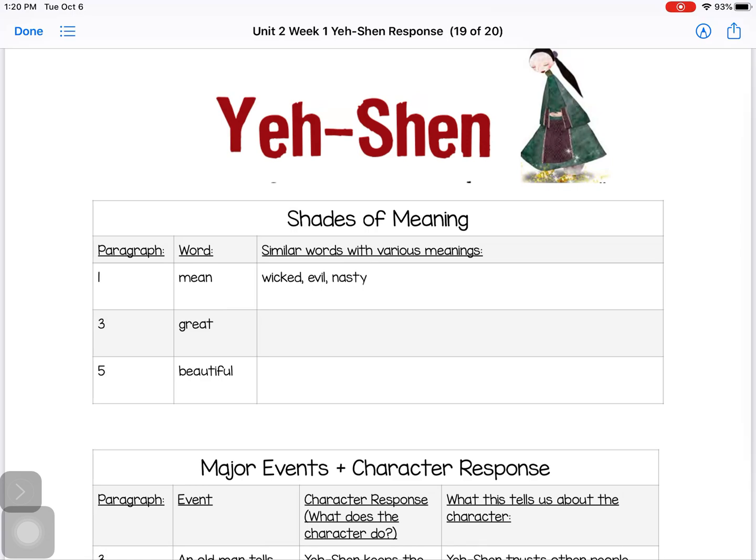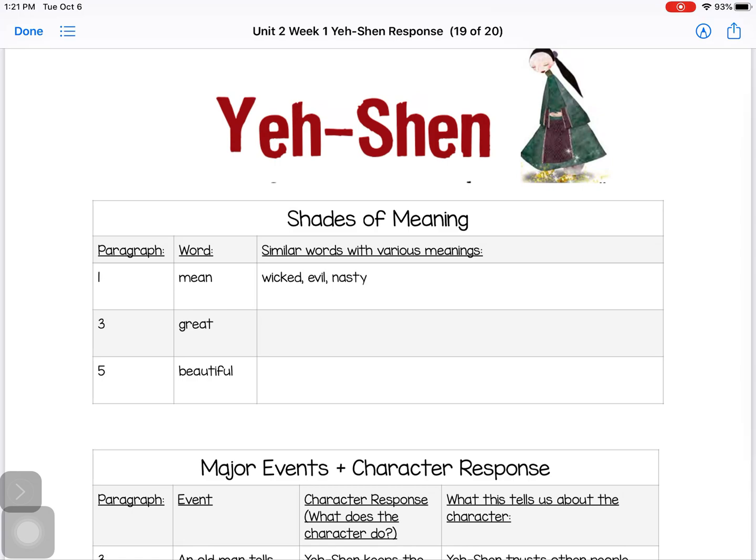So I gave you the example of mean, which could also mean wicked or evil or nasty. And there's different shades of what those words mean, but they all essentially mean the same thing, right? Evil now probably would be the harshest of the four words, and probably I would say mean is more of the calmer of the four words, but they all essentially mean the same thing.